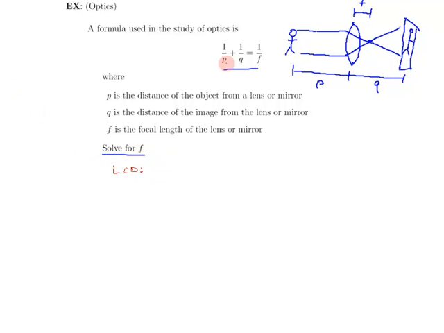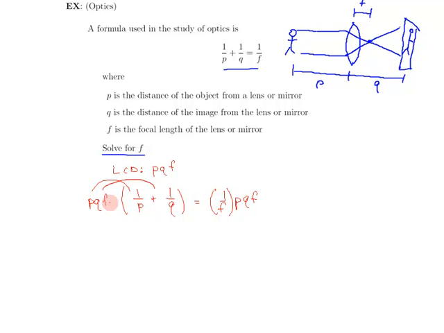The LCD in this case is going to contain every factor that appears in the denominator, so P, Q, and F. And then you're going to multiply through by the LCD. I'm going to take 1 over P plus 1 over Q and 1 over F and just multiply both sides by P, Q, and F. So distribute this to each one. Multiply it on the right hand side as well.